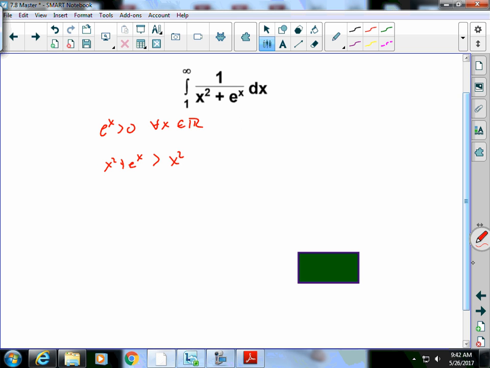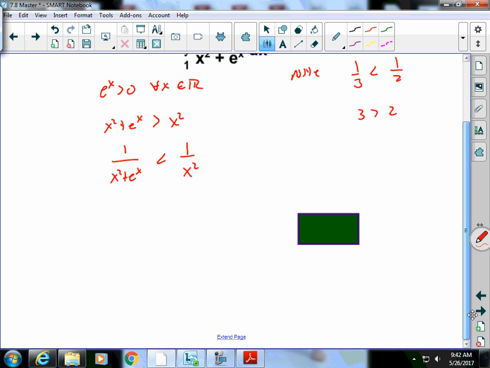Then if I take the reciprocal of something, I'd flip the sign. And here's a quick note. Example, 1/3 is smaller than 1/2, correct? But if I took the reciprocals, 3 is greater than 2. So it's just a simple thing. When I take the reciprocals, the inequality changes direction.